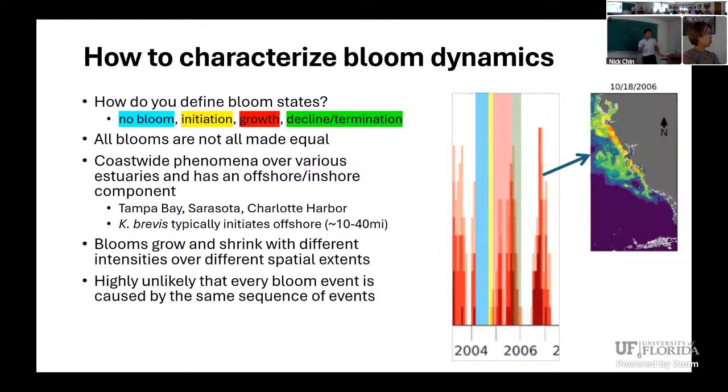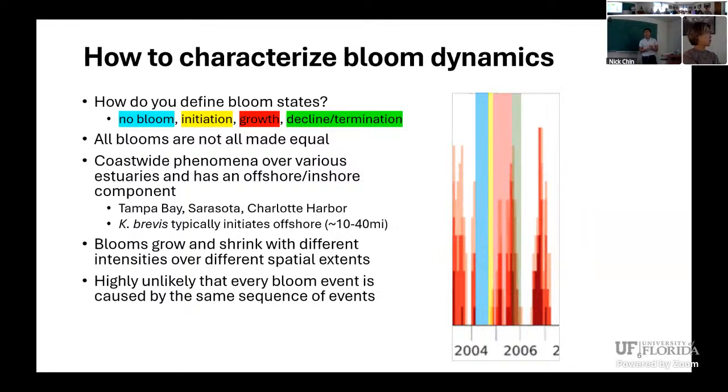And looking at BSI and our maps, we know that all blooms are not created equal, right? These red tide blooms are this coast-wide phenomenon. We see them over various estuaries like Charlotte Harbor down Southwest Florida, and Tampa Bay and Sarasota. And these blooms have this offshore and inshore component, where we know that Karenia brevis typically initiates offshore, anywhere from like 10 to 40 miles. And through some confluence of events, you get these estuary inshore bloom events.